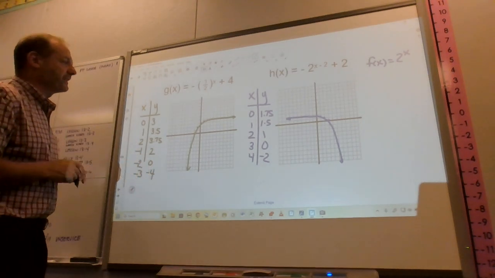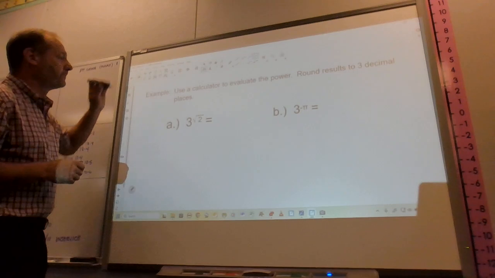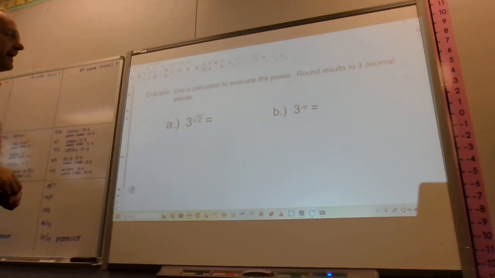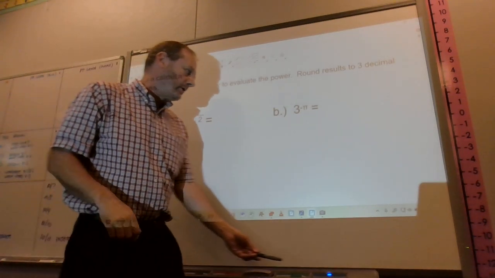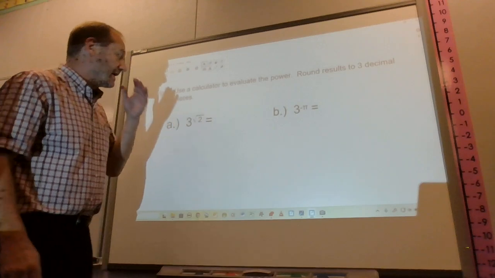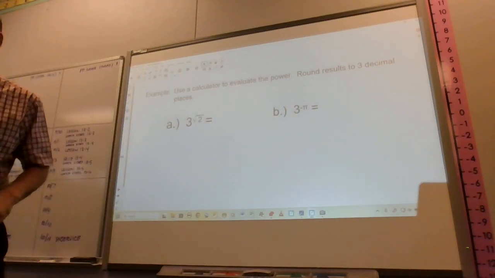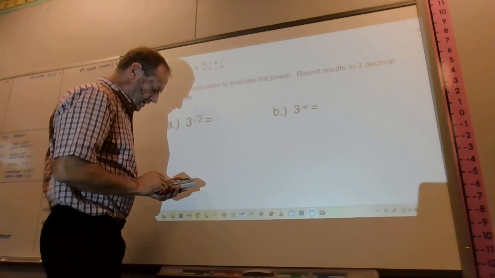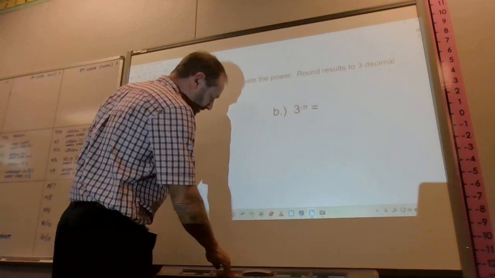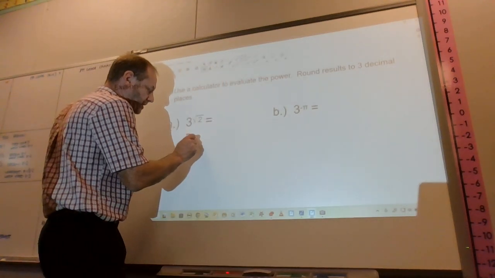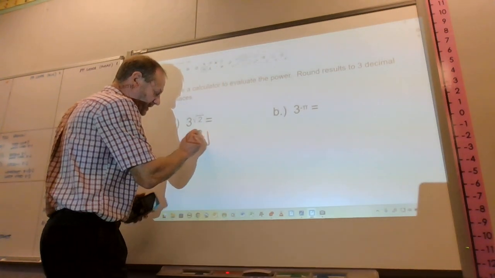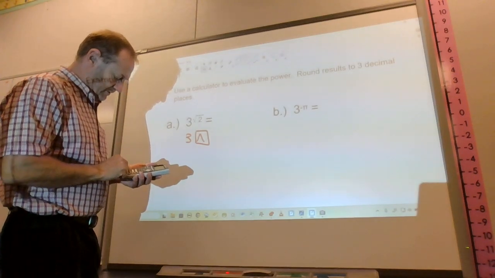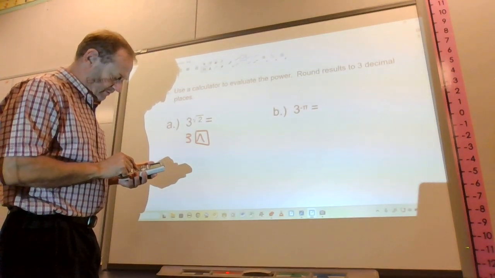Okay, so hopefully you got those. All right, how do you use a calculator to evaluate a power like this? The irrational powers. You probably already know how to do this. We're just going to go ahead and use our power key. So we're going to push 3, and then we're going to push the little caret button right here. So 3 to the, whoops.